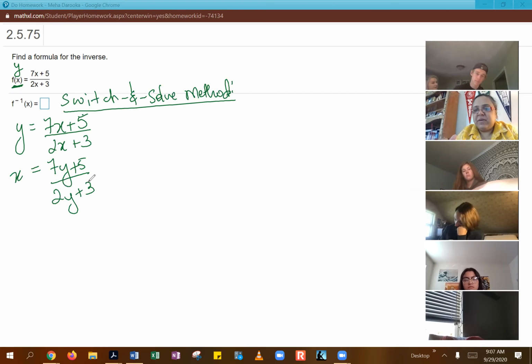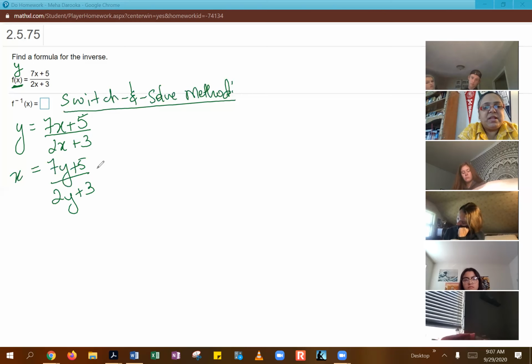The solve is where now we have to try and get the y by itself and move everything else to the other side. So the switch was interchanging our x and y variables. The solve is going to be now try and bring the two y values together because we do have y on the numerator and denominator. And then we want to isolate the y. So the first thing here we need to do is actually get rid of that denominator. So we'll go ahead and multiply both sides of our equation by that denominator of 2y plus 3.